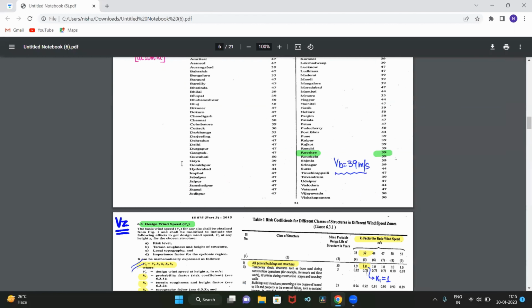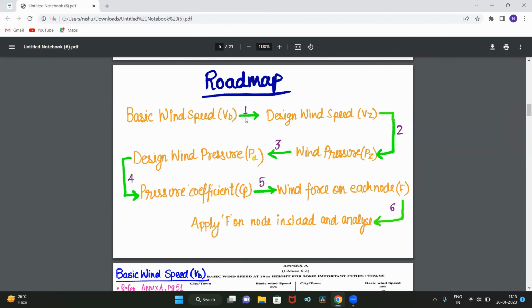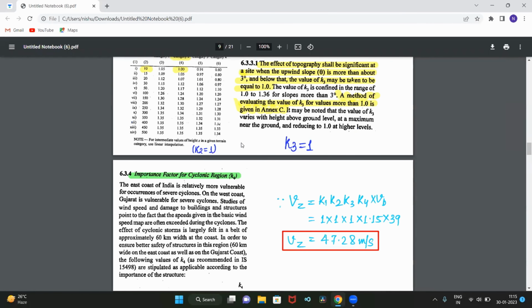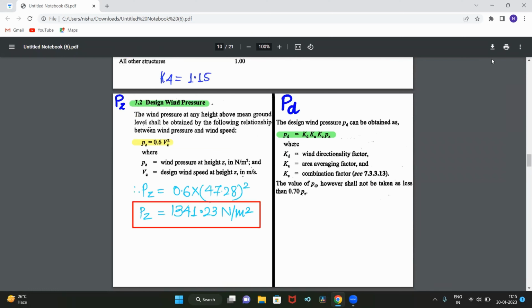I am again moving to the roadmap. So this is the roadmap. You can pause the video and note down the step. It will be helpful. So moving to the slide.